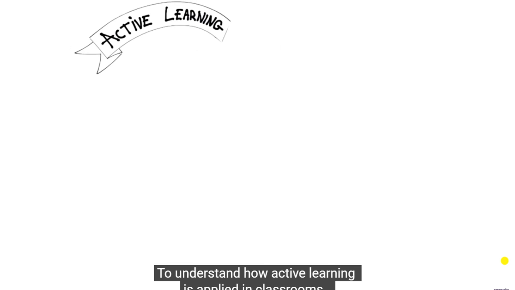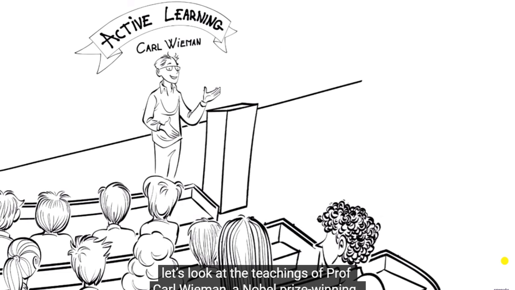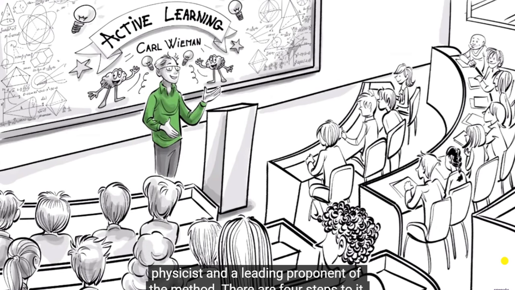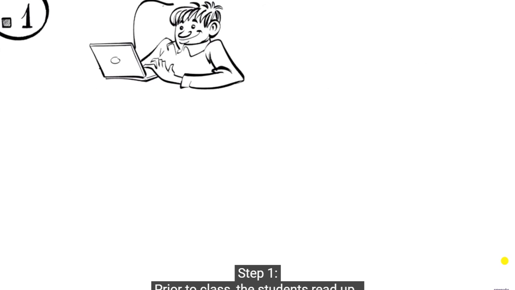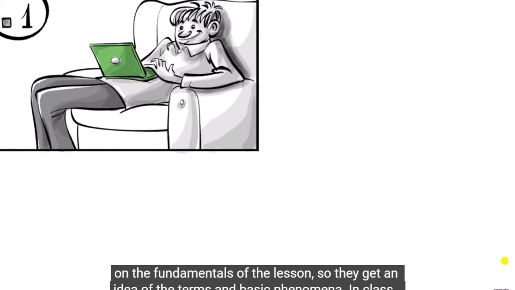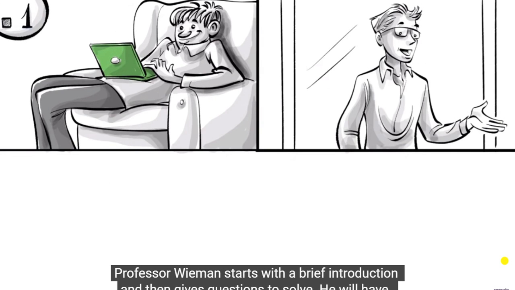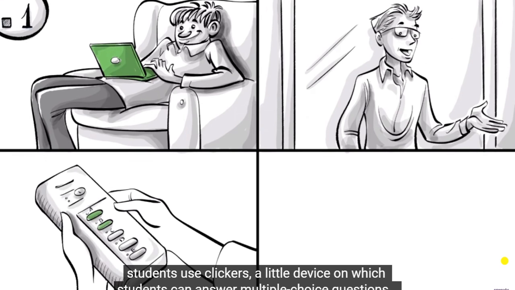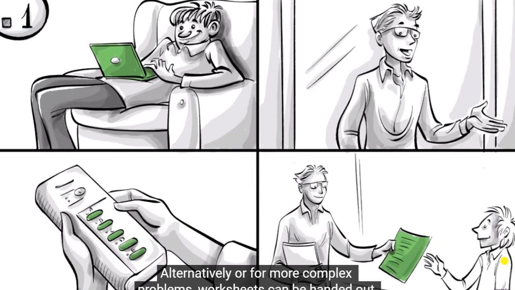To understand how active learning is applied in classrooms, let's look at the teachings of Professor Carl Wieman, a Nobel Prize-winning physicist and a leading proponent of the method. There are 4 steps to it. Step 1. Prior to class, the students read up on the fundamentals of a lesson so they get an idea of the terms and basic phenomena. In class, Professor Wieman starts with a brief introduction and then gives questions to solve. He will have students use clickers, a little device on which students can answer multiple choice questions. Alternatively, or for more complex problems, worksheets can be handed out.